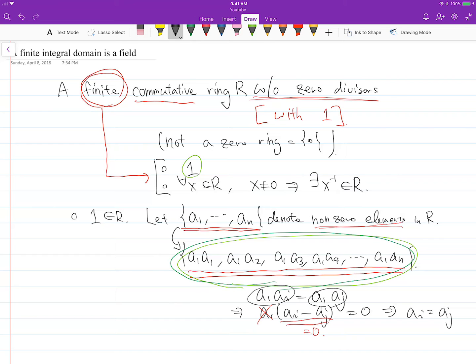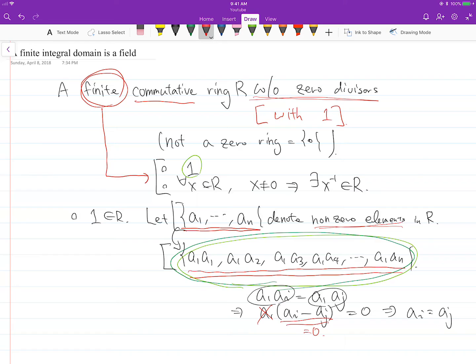We started with n elements here, and then we have n elements here. Since every element in these sets is non-zero, and R has no zero divisors, each of them has the exact same set of elements.